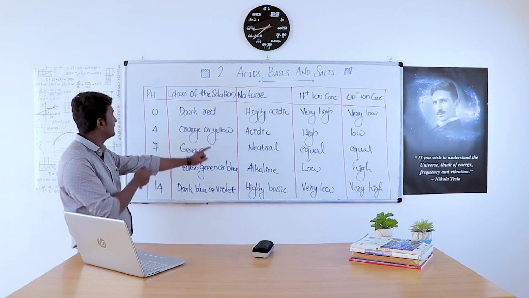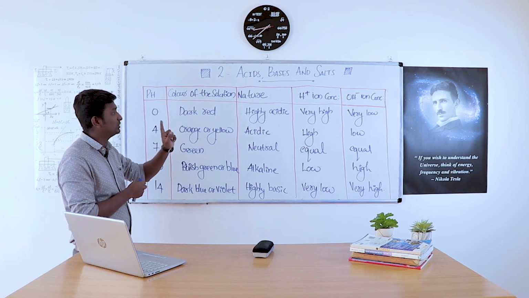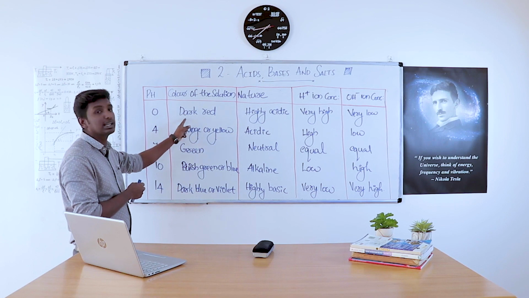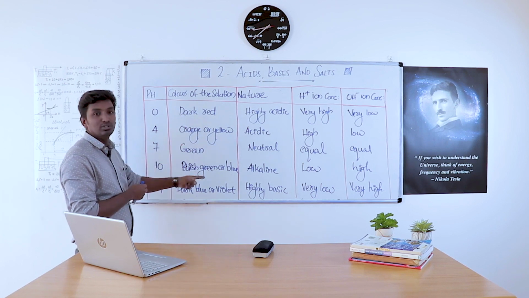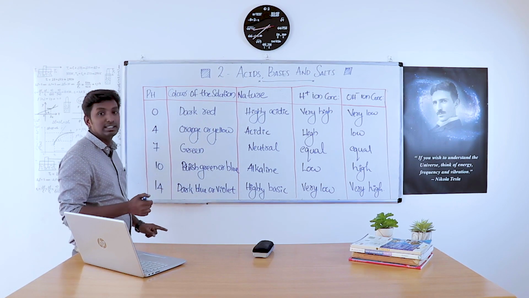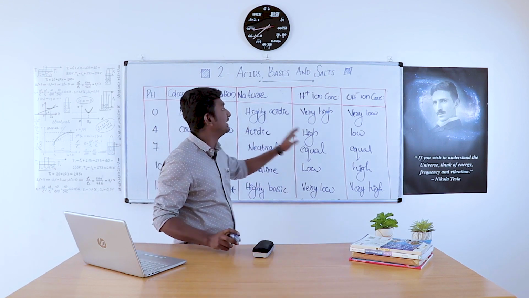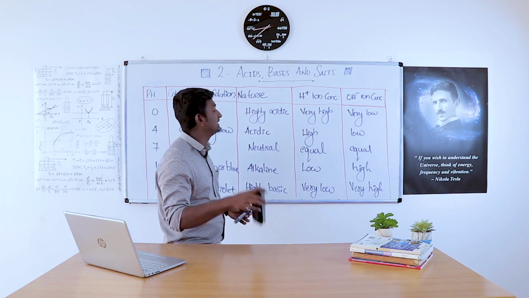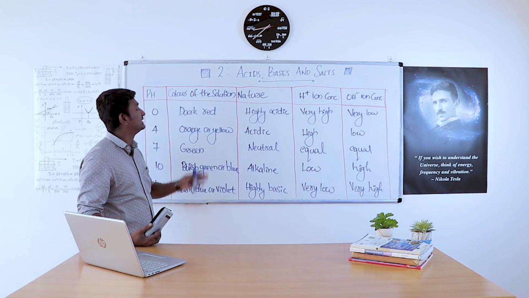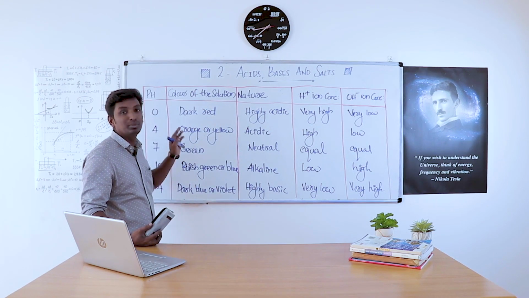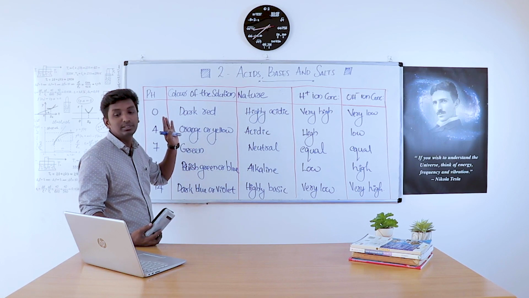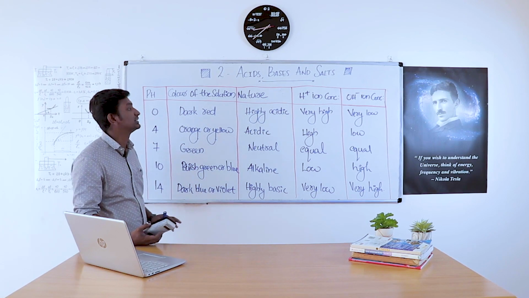So now look, if the pH is 0, that means the solution is highly acidic, then the color is dark red. If the solution is highly basic, then the color is dark blue or violet. Then H plus ion concentration is very low and OH minus ion concentration is very high. That's about the table related to pH value, nature, H plus and OH minus ion concentration.